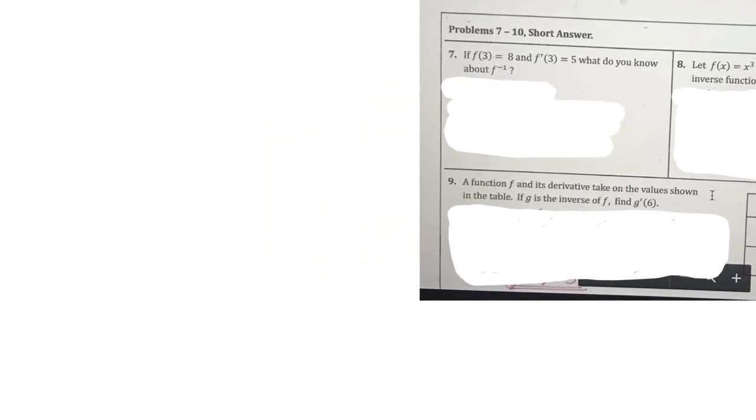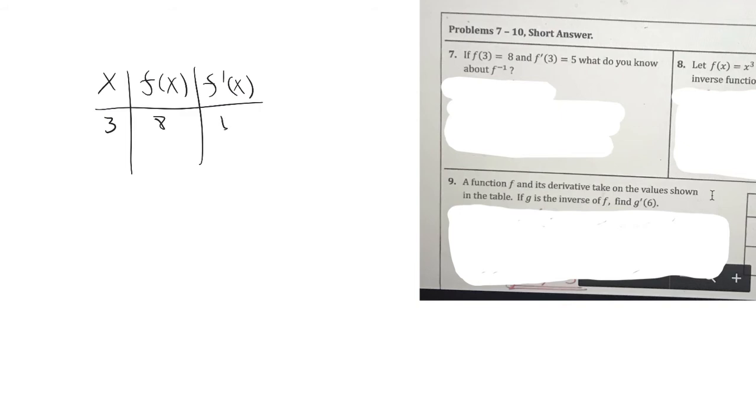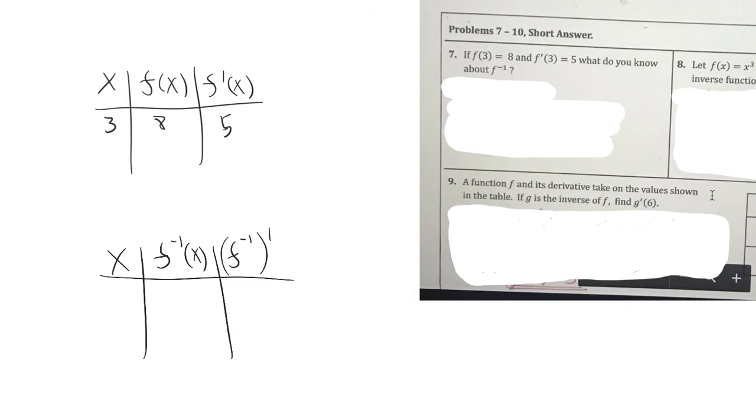I'm going to flesh it out right here. We got x, we got f of x, and we got f prime of x, right? Apparently, when x is 3, f of x is 8, and apparently f prime of 3 is 5. Okay, wow, cool, great. Now they're like, what do we know about f inverse? I don't know. Let's fill out the table and let's see what we can figure out about the inverse of f. So let's do this. This is always kind of weird, this part. It's like a prime, right?